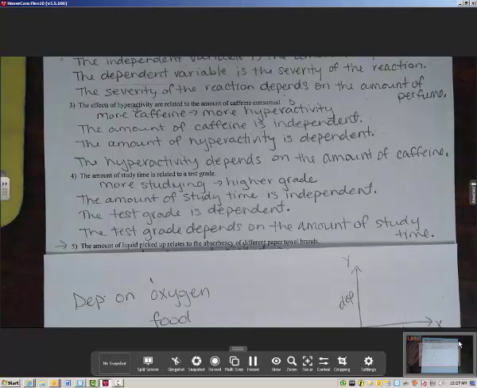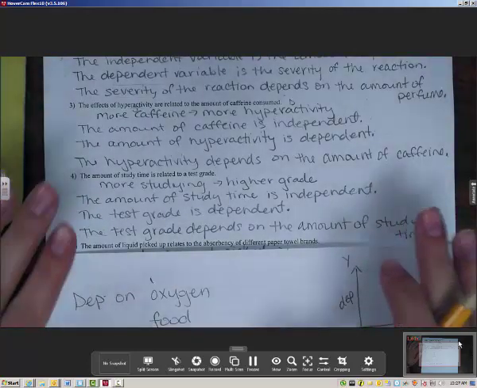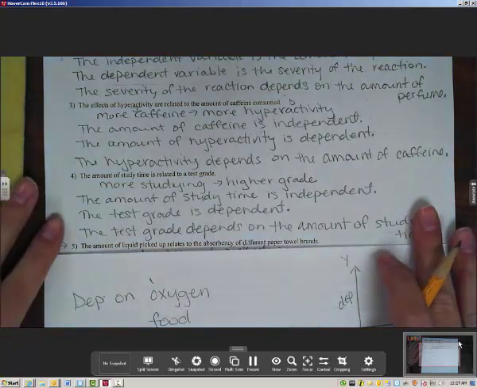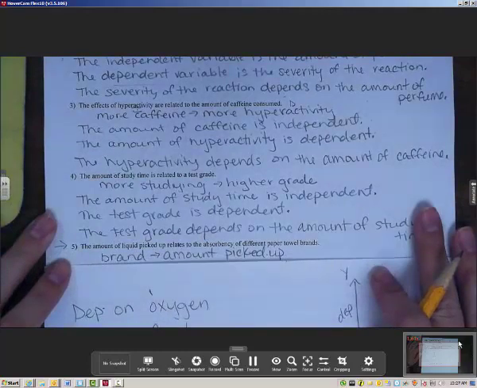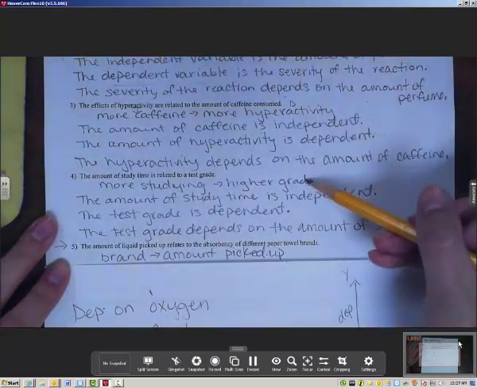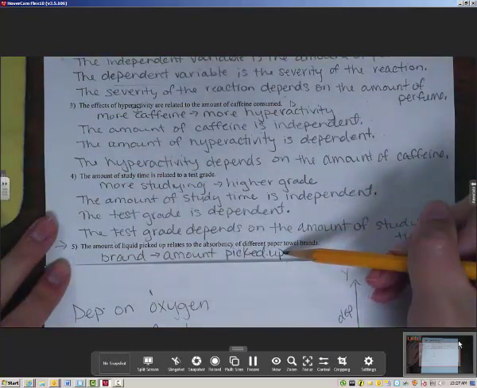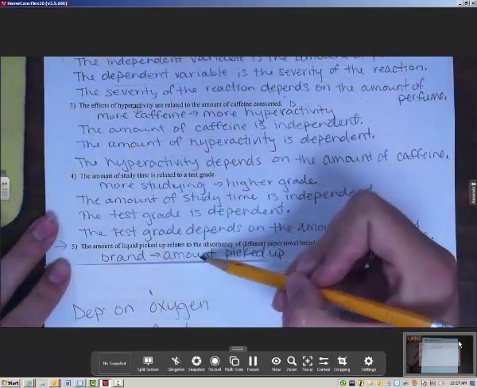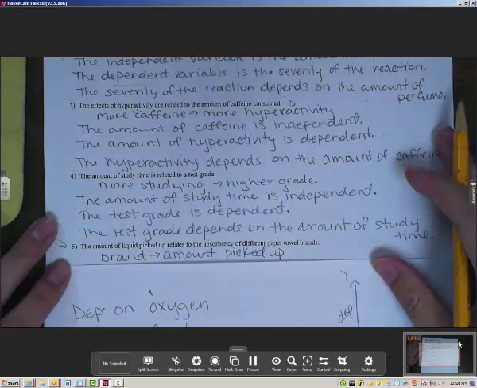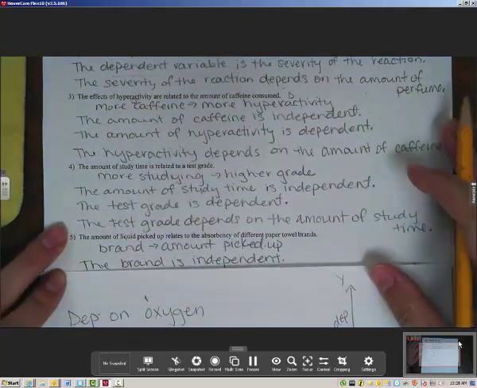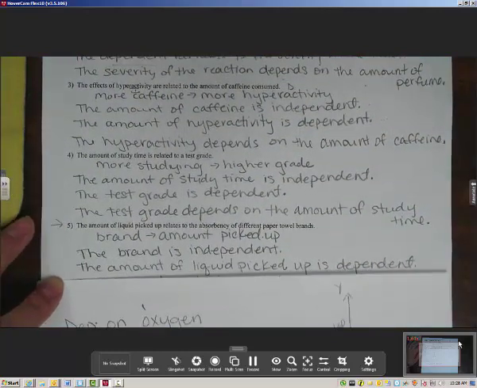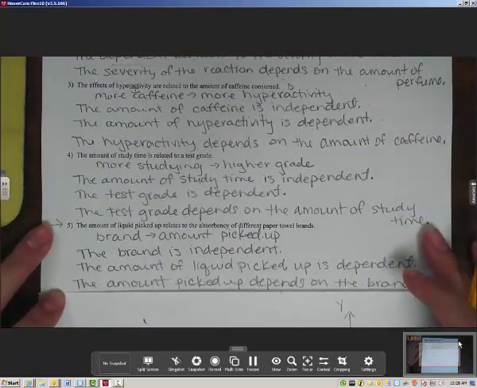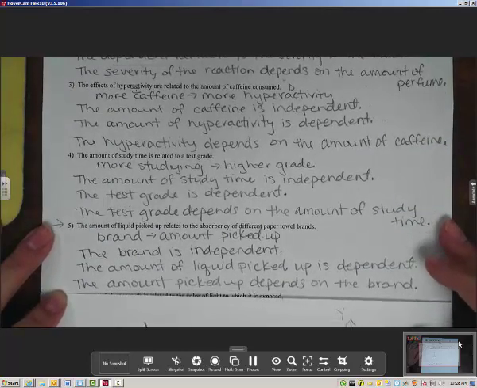Okay, so just like, the paper, this notes page doesn't pick up very much liquid. So because it's paper, it doesn't pick very much up. So the brand determines the amount picked up. So again, you can see that my little quick statement is getting even shorter. Okay, the brand determines the amount picked up is what that means. So the brand is going to be my independent variable. The amount of liquid picked up is dependent. And then the amount picked up depends on the brand.